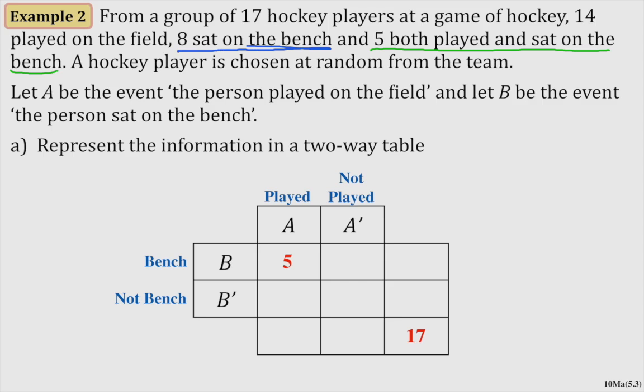8 of them sat on the bench altogether. Well, let's actually have a look at this. This row is the bench row, and we know 8 players sat on the bench. I've got 5 players sitting on the bench here. If 8 players sat on the bench in total, I need to get another 3 players there, and 5 and 3 add to give 8.